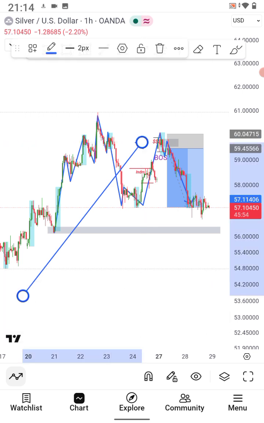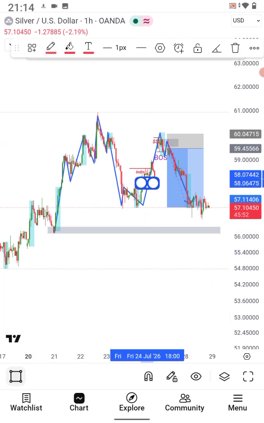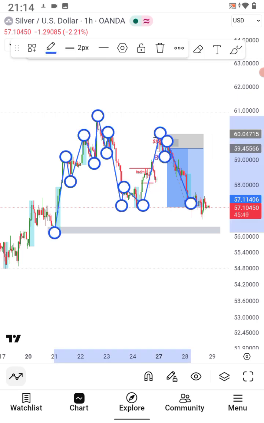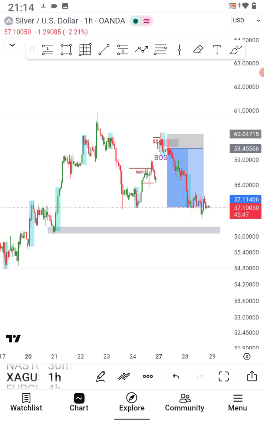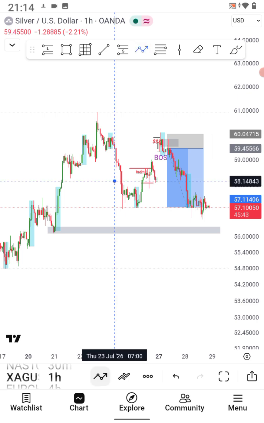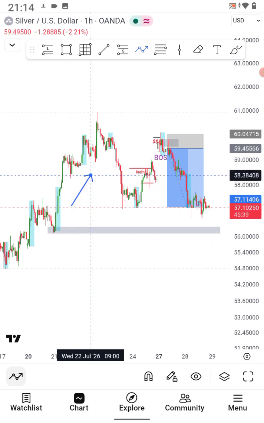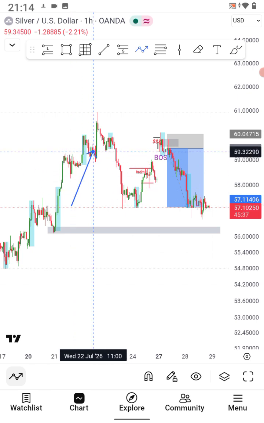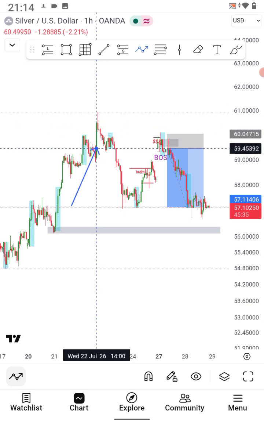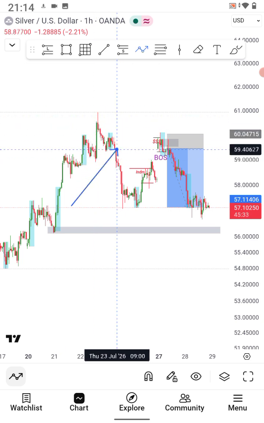So let me remove this, not this. Let me remove this and these schematics. Good. Now this is where my eyes went straight the moment I opened this chart. This is supposed to be an order block. Market came and broke it.